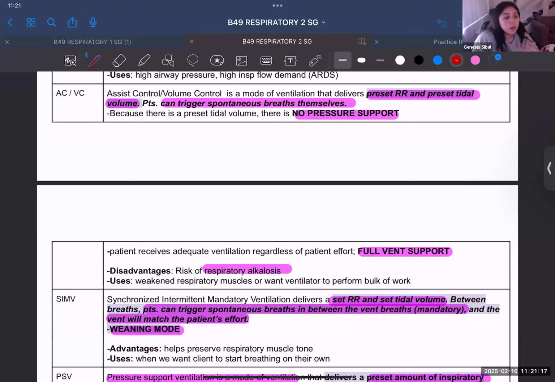So with this one, they can still trigger and they can still spontaneously breathe, but really, we don't care about that. We just want to give them this amount of air within this set breath. So that's with that. Again, think about the terms, right? Volume control, there's no pressure. So of course there's no pressure.